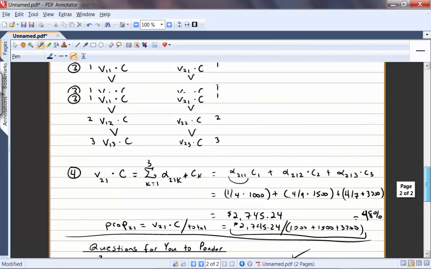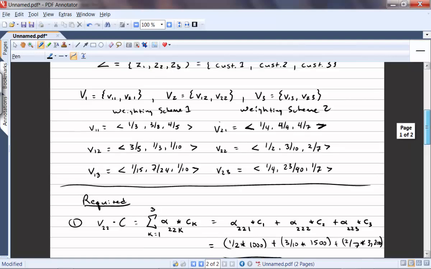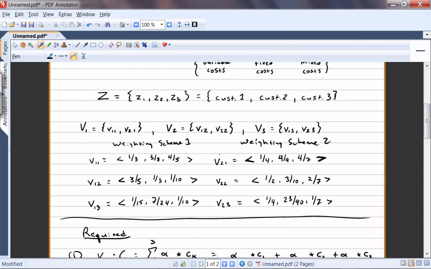But if I had it set up to where under weighting scheme 1, customer 2 is the most costly in terms of variable costs, but under weighting scheme 2, customer 1 is the most costly in terms of variable costs. In other words, if I had just switched these, just be like 1/2 and 1/4, then answering the question which customer is most costly in terms of variable cost doesn't have an answer, right? Because it depends on the weighting scheme.